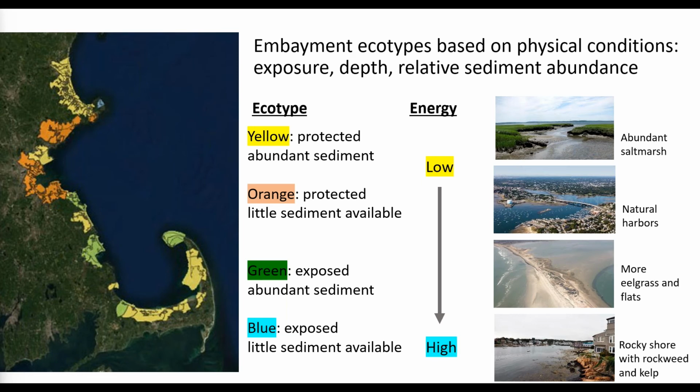The fourth ecotype, blue, is highly exposed with high energy waves and therefore with little sediment. Such areas have rocky shores and are usually characterized by macroalgae such as rockweed and kelp. We have only one embayment, Rockport at the tip of Cape Ann, that fell in this category. The significance of these ecotype categories is that they allow us to better understand what habitats and ecosystems an embayment can support, and therefore where it is viable to consider restoration, where you get the most bang for the buck.